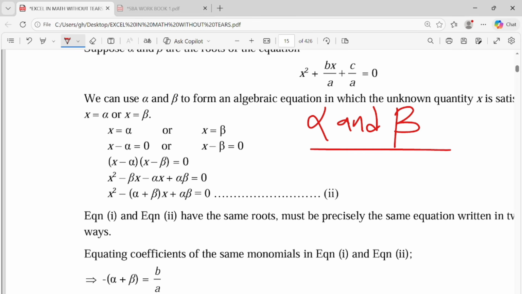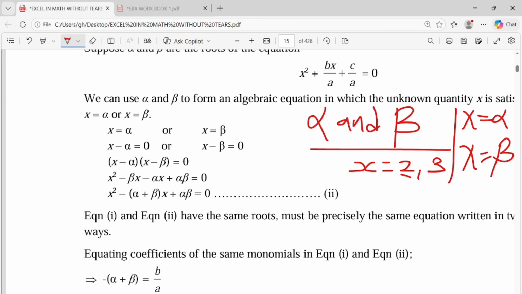So if you solve any quadratic equation and you come up with your value of x as maybe 2 and then the other as maybe 3, you realize that these are the roots of that equation. That's why we say that this x is equal to alpha and this other x is equal to beta. So alpha and beta are roots of the equation.